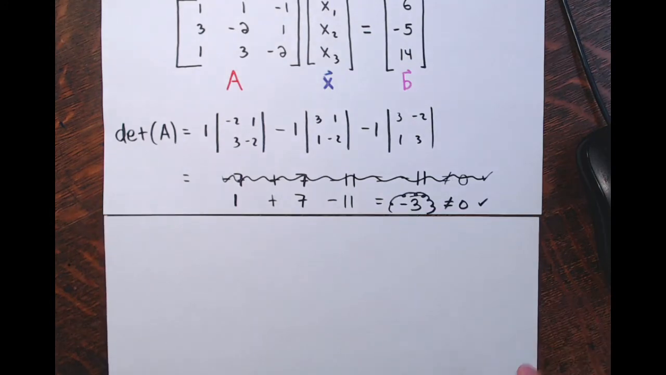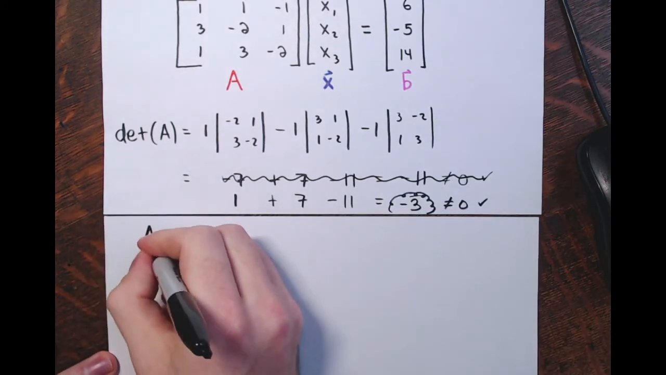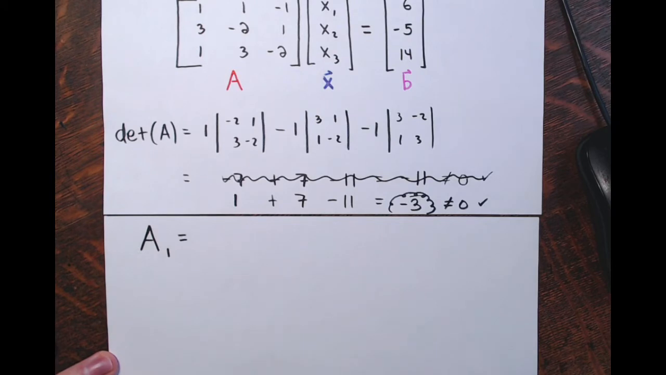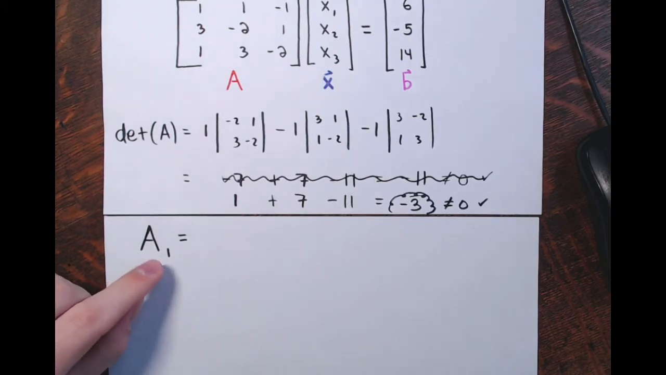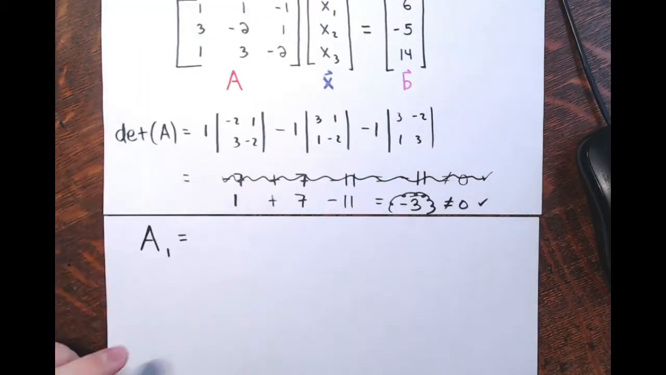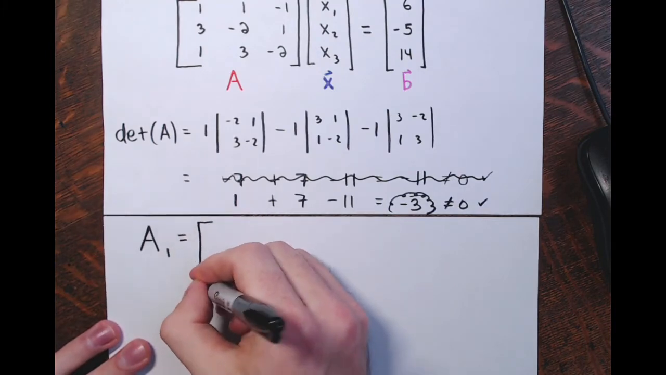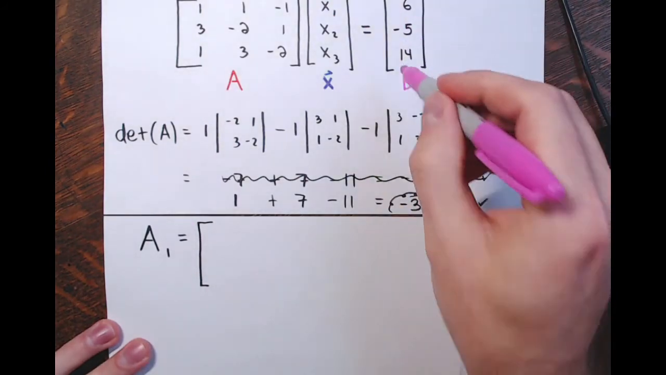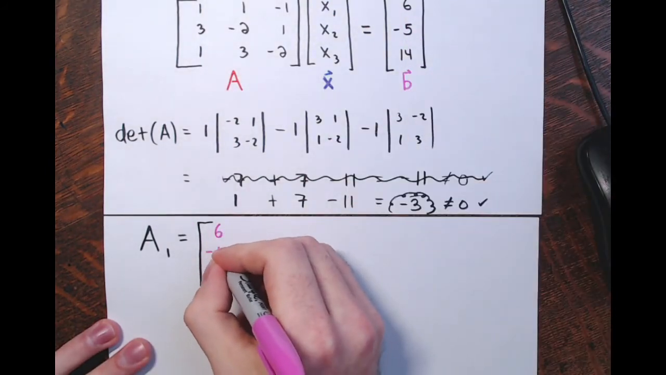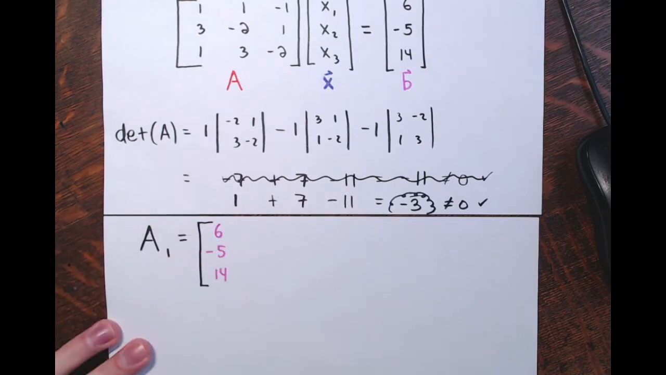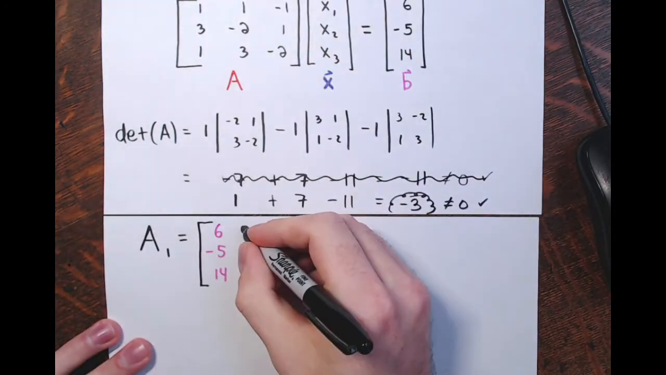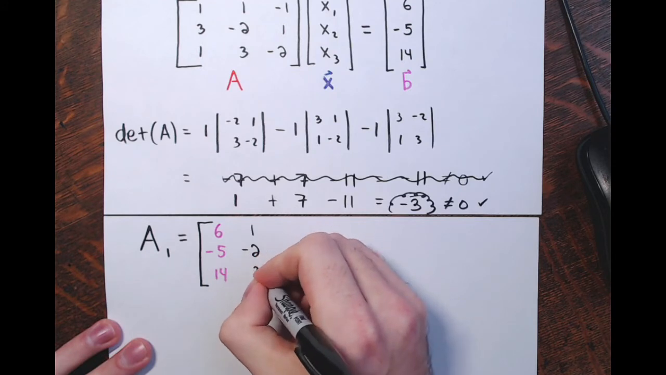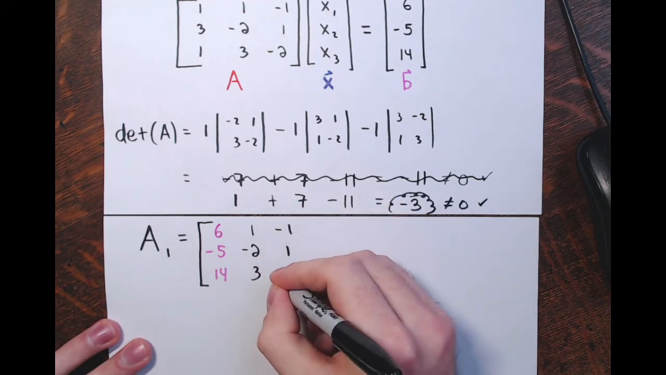And let's form the first matrix, A1. Remember, A1 is the coefficient matrix, but where the first column is replaced by the constant column. So that means the first column is no longer 1, 3, 1. It's going to be 6, negative 5, 14. And then the other 2 columns are the same: 1, negative 2, 3, and negative 1, 1, negative 2.